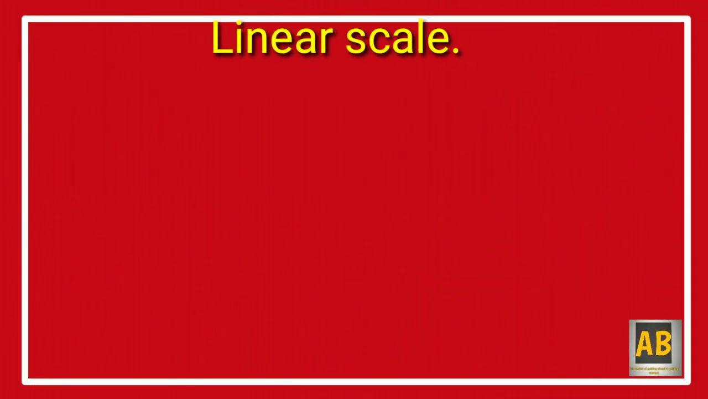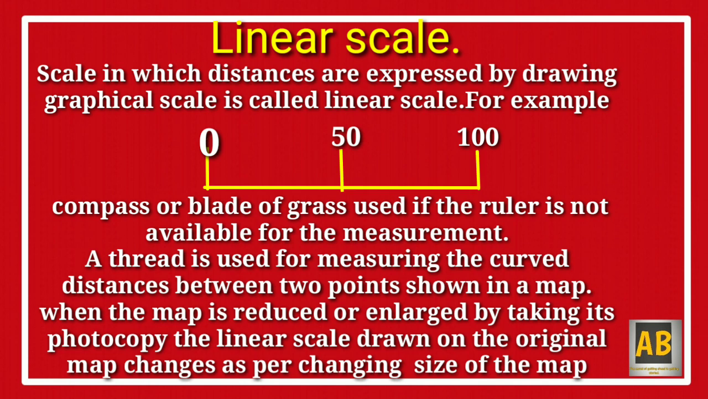Linear scale. A scale in which distances are expressed by drawing a graphical scale is called linear scale. For example, see the scale given on the screen. Compass or blade of grass is used if the ruler is not available for the measurement. A thread is used for measuring the curved distances between 2 points shown in the map. When the map is reduced or enlarged by taking the photocopy, the linear scale drawn on the original map changes as per changing size of the map.